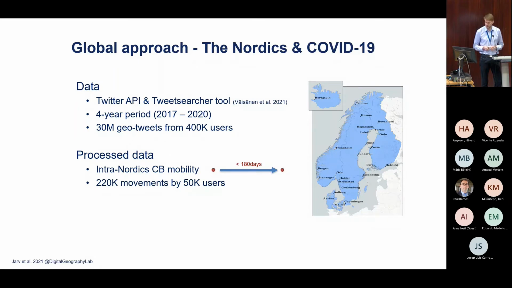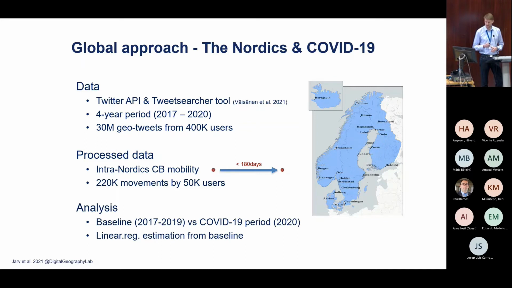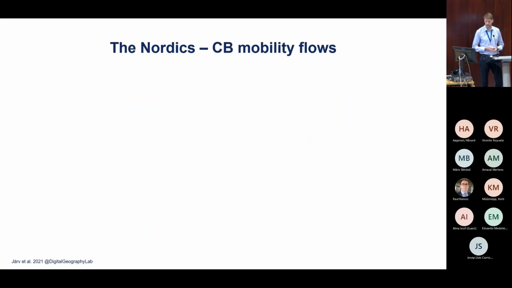Here we are using a rather flexible definition of mobility. You can see here it's less than 180 days. As you can imagine, Twitter data is sparse, so this is our approach, but keep that in mind when I'm showing the results. Further on, we analyze by comparing to a baseline, and then we do some linear regression estimation for last year based on the baseline and compare the difference from the actual data we got.